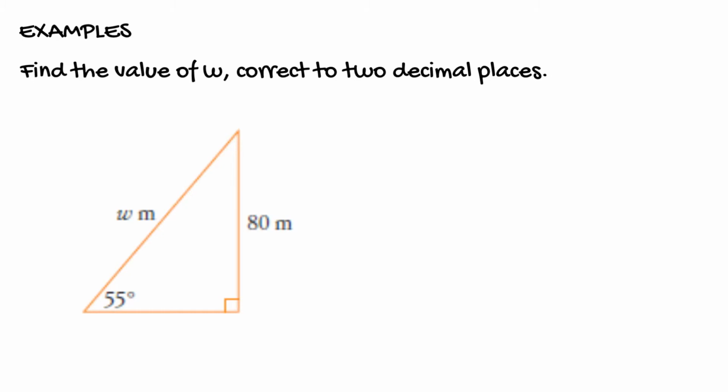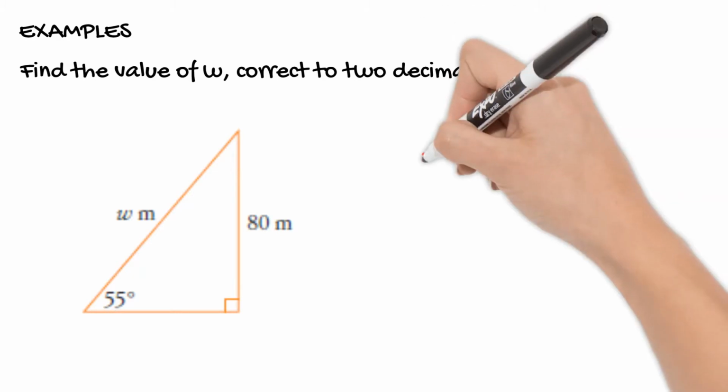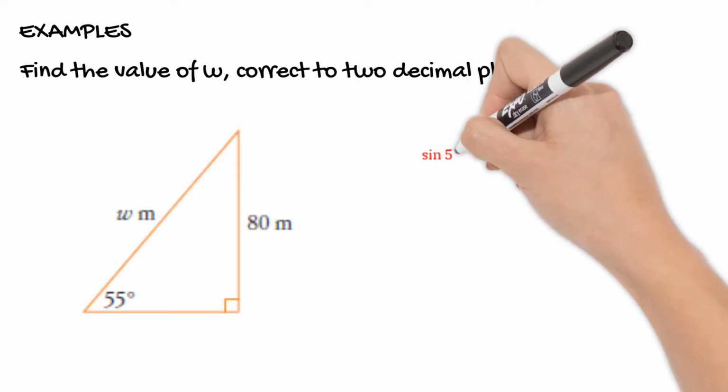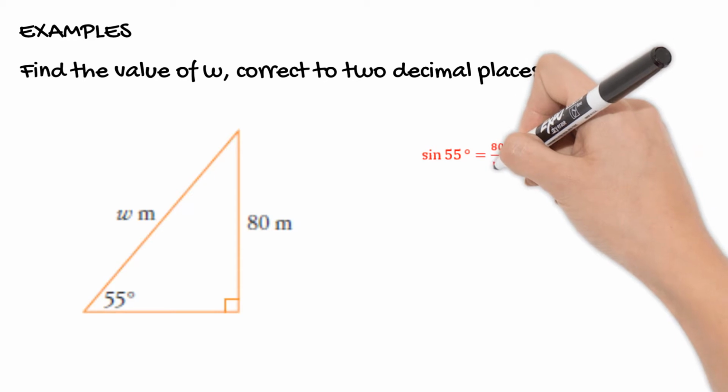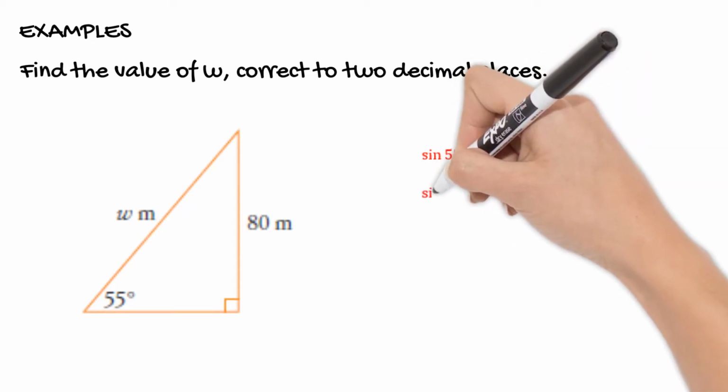So obviously I need to look where my marked angle is and the sides that I'm using according to that. So I've got an angle of 55, and opposite to my angle of 55 I have a side of 80, and of course the hypotenuse is w. So that means we are using sine. So we start out writing with our trig ratio and our angle. So sine 55 is equal to 80 over w.